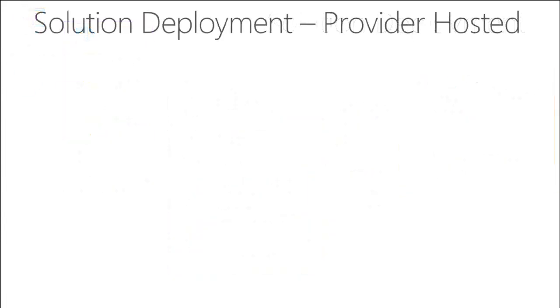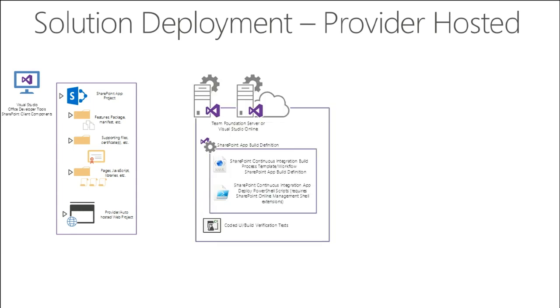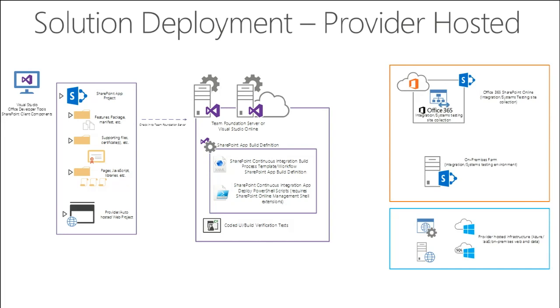For provider-hosted apps, we know that we have the SharePoint app component that gets deployed to the app web, but we also might have a web application, the ASP.NET MVC web app, or what have you. Same process, TFS will leverage those same critical build files and deploy the app into Office 365 or your on-prem SharePoint environment. At the same time, it'll deploy it into your provider-hosted infrastructure. A provider-hosted infrastructure could be in Azure, it could be on-prem, but the idea is that it's deploying those ASP.NET files, in my example, to an IIS server, which is your provider-hosted infrastructure.